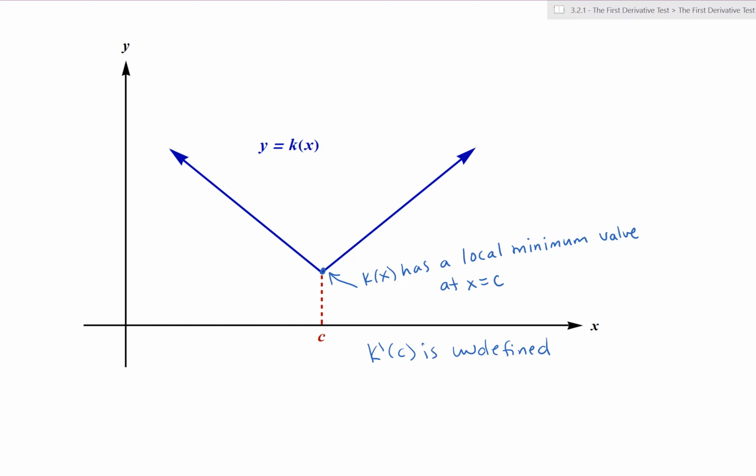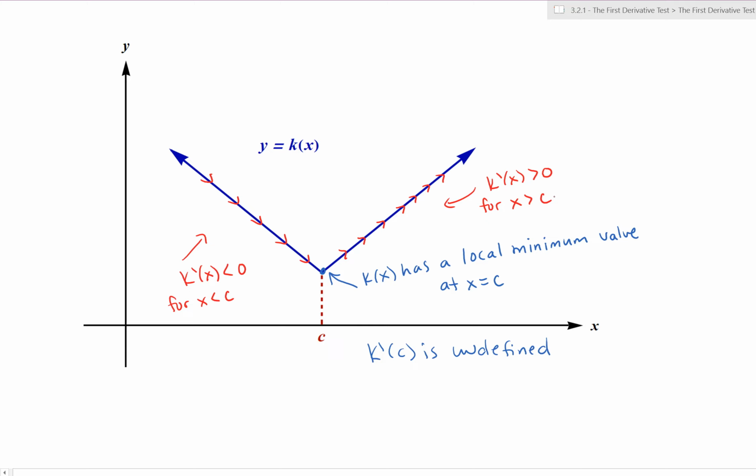Now, what about our derivatives? Well, let's first look at this function's derivative to the left of c. As I'm approaching x equals c from the left, we can see that right over here, k prime of x is going to be negative. It's a decreasing function, and that's true for values of x less than c. To the right of c, we can see right over here that k prime of x is going to be positive. The function is increasing over there for values of x larger than c.